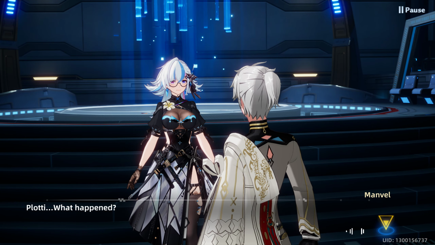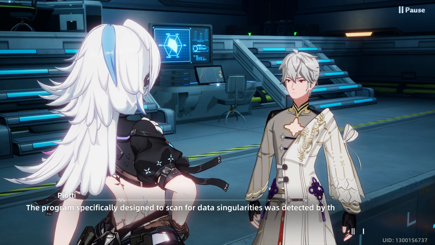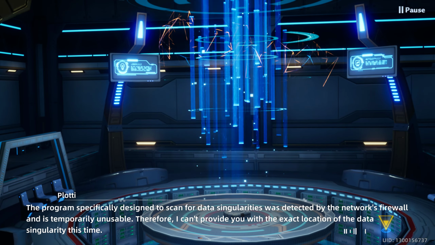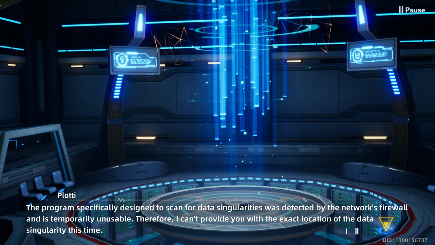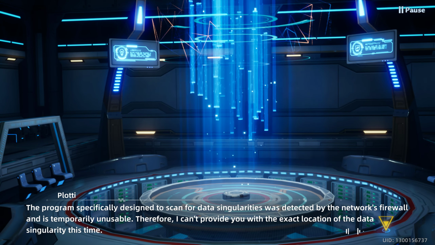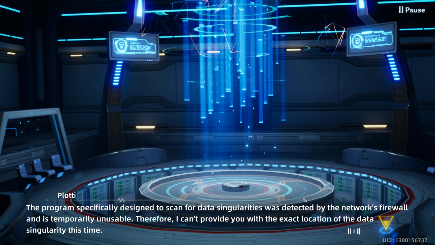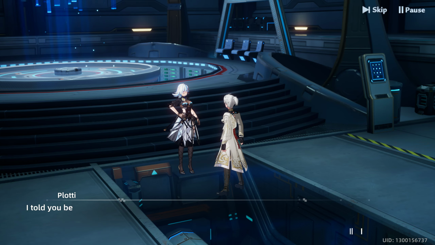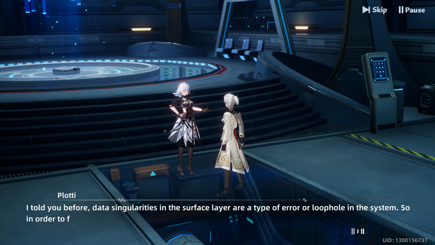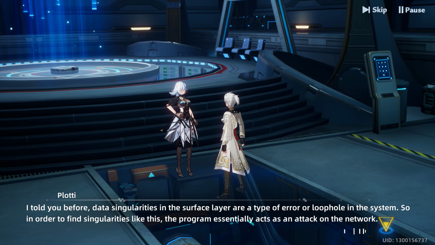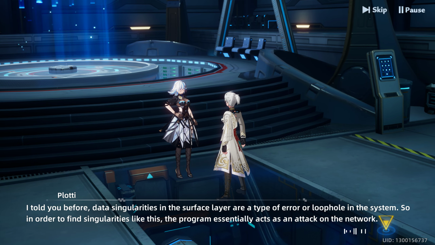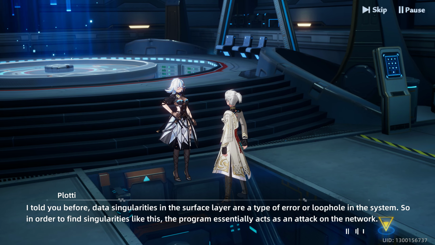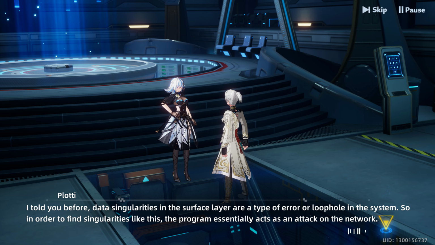Plotty? What happened? The program specifically designed to scan for data singularities was detected by the network's firewall and is temporarily unusable. Therefore, I can't provide you with the exact location of the data singularity this time. Huh? I told you before, data singularities in the surface layer are a type of error or loophole in the system. So in order to find singularities like this, the program essentially acts as an attack on the network.